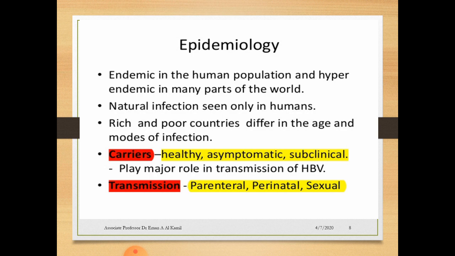The epidemiology of hepatitis B virus: it is endemic in the human population, and it is sometimes hyper-endemic in many parts of the world. If the prevalence is more than 8% of the population who have the infection, this is called hyper-endemic.